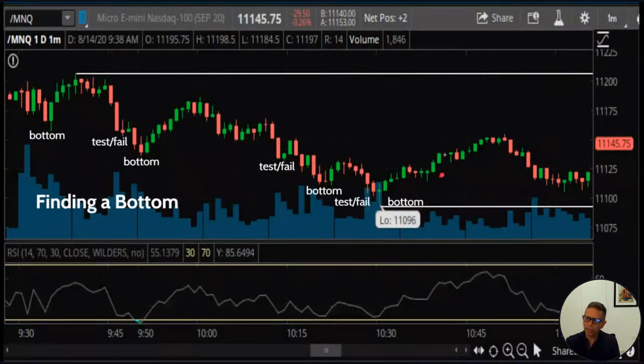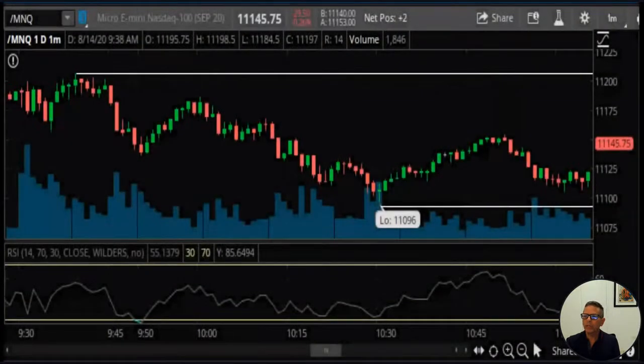So you can see that it went up, it went down here, okay? And it tested it basically, but it didn't breach, okay? Sometimes it'll breach by 1 or 2 ticks, and that's a bottom as well, okay? All right. So there's a test. Now there's a reversal. That's when you get in on the reversal pattern.